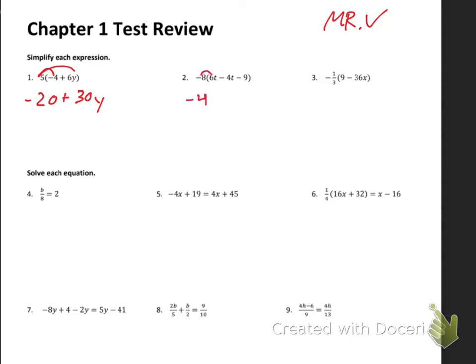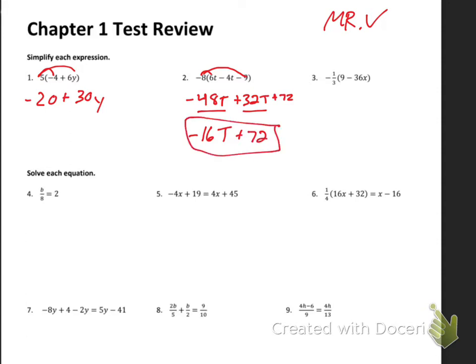Same thing with number 2. I'll get negative 48t minus negative 8 times negative 4, turn it into a positive, so it'll be plus 32t, and then negative 8 times negative 9 would be plus 72. Then I can't leave it like this because I have to combine all like terms, so I do negative 48 plus 32, and that should give me a positive 16, but I'll do it in my calculator anyway. So negative 48 plus 32 is a negative 16t plus 72.